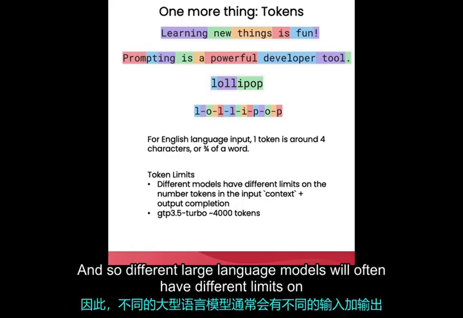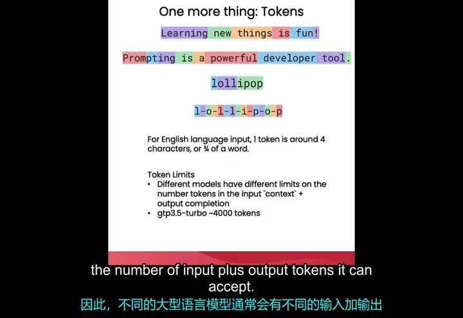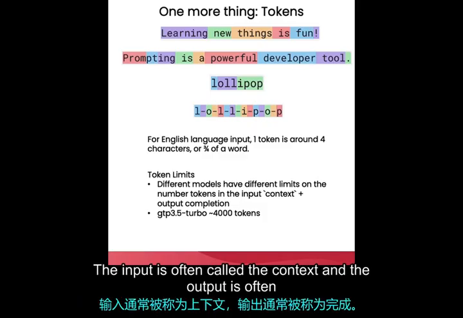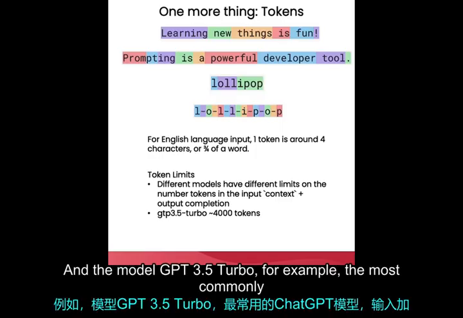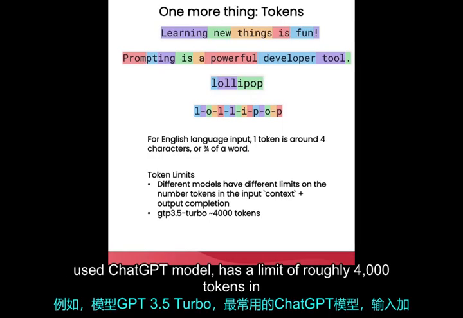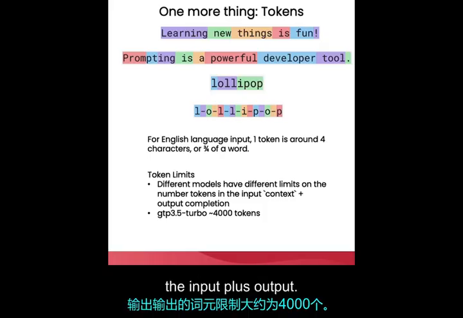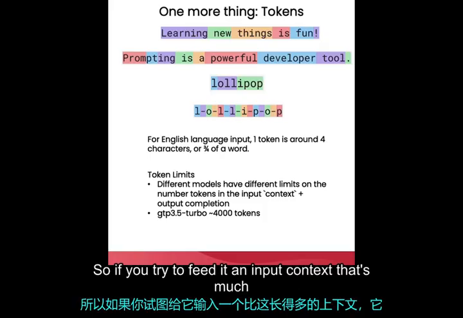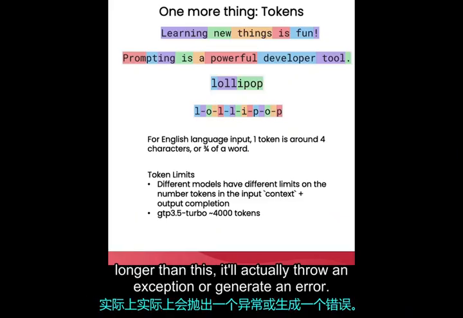And so different large language models will often have different limits on the number of input plus output tokens it can accept. The input is often called the context, and the output is often called the completion. The model GPT 3.5 Turbo, for example, the most commonly used ChatGPT model, has a limit of roughly 4,000 tokens in the input plus output.